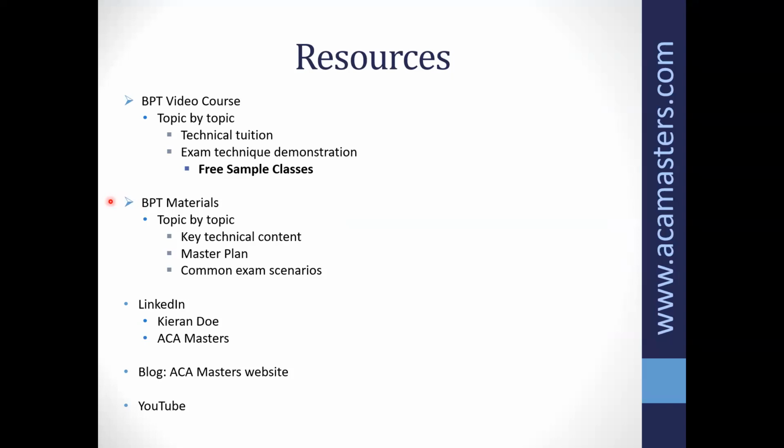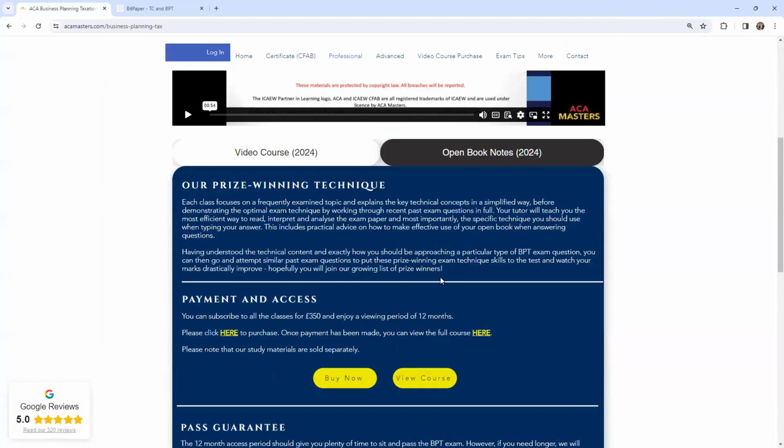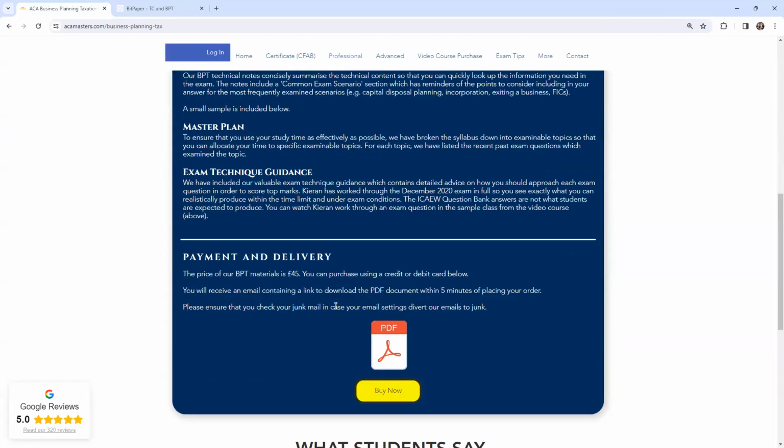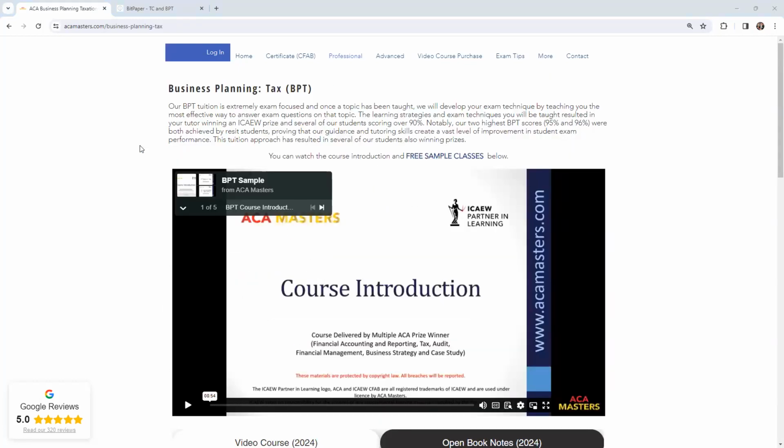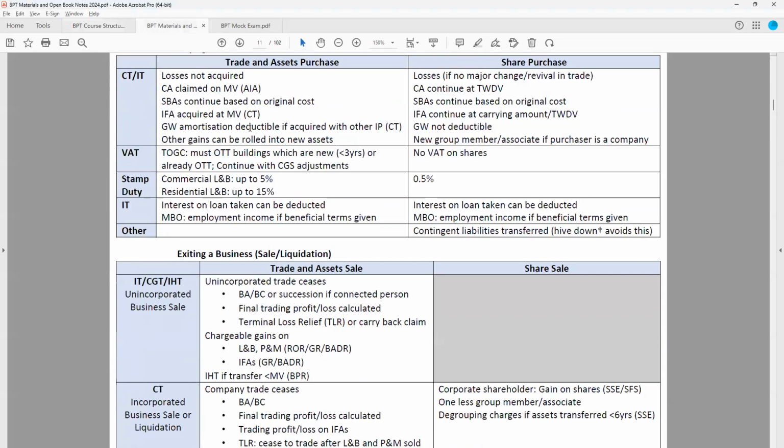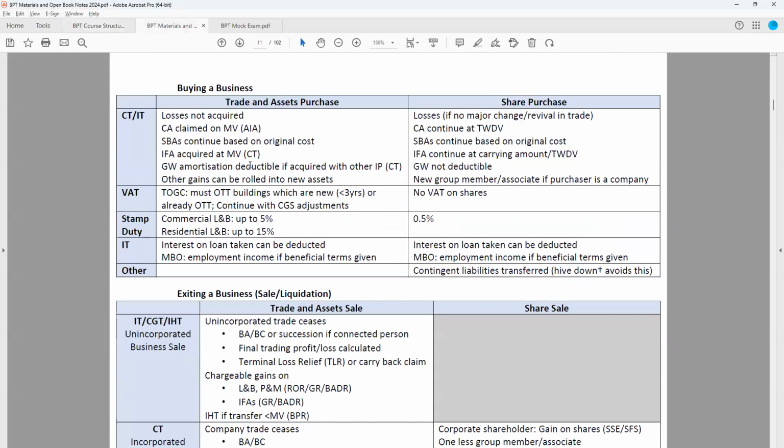Then we've also got our BPT open book notes, which you've seen me refer to there. They're available as well on our website. But you can see how you should structure your notes so that they're a nice, short and effective set of notes for you to use in the exam when you are answering questions.